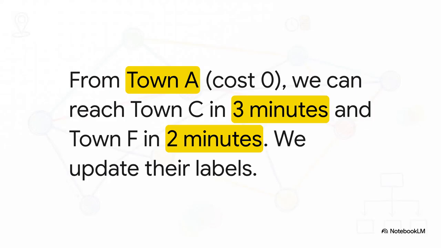All right, let's kick this off. We're at Town A, where the cost is 0. Looking at the roads from here, we can see a path to Town C that takes 3 minutes. So we'll update C's label from infinity to 3. We also see a road to Town F that takes 2 minutes, so we'll update its label to 2.